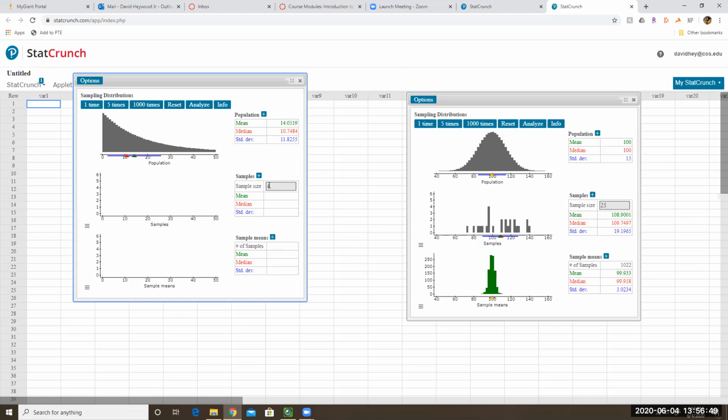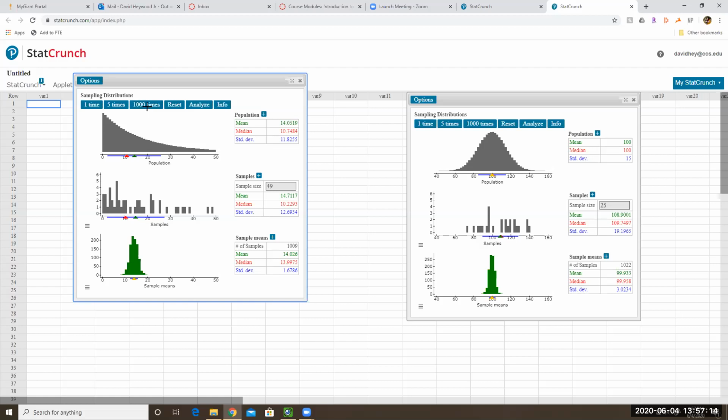So let me reset this now, and let's simulate taking samples of size 25 instead. Or no, 49, I'm sorry, 49. In part B, we wanted to do samples of size 49. So if I take one sample of size 49, there's the sample mean I get. I could do it again and again. If I did it 1,000 times, then I end up with that.